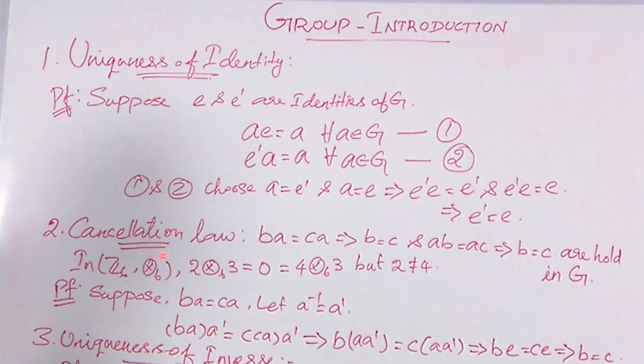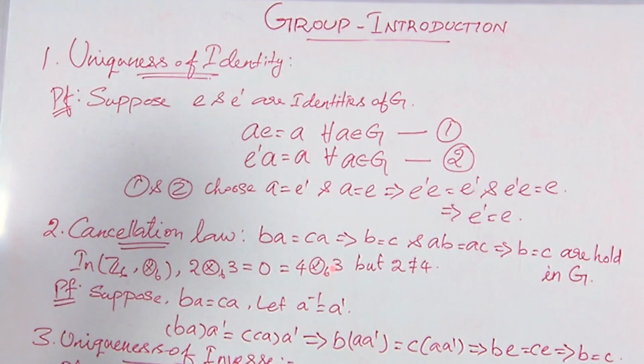Next, the cancellation law. First of all, note that the cancellation law is not valid everywhere. For example, consider Z6, the set of all integers modulo 6, together with the multiplication modulo 6 operation. Here the elements of Z6 are 1, 2, 3, 4 and 5. Therefore, I take 2 and 3. The product modulo 6 of 2 and 3 is 0, because 2 into 3 is 6, and if we divide 6 by 6 the remainder is 0, therefore 2 into 3 is 0.